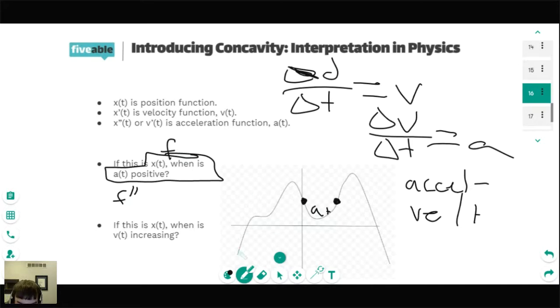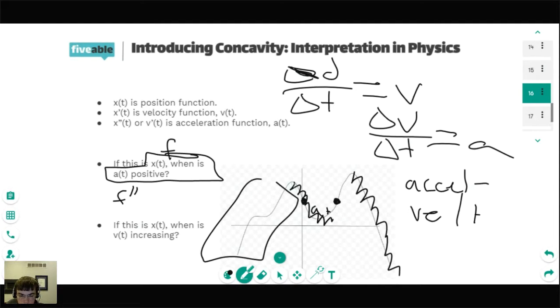So velocity will be positive, so we can rule out this portion. But then when is your acceleration decreasing? Your acceleration is negative when your function is concave down. So that means all through here, this will be increasing at a decreasing rate. So it'll be true for here and then for here.